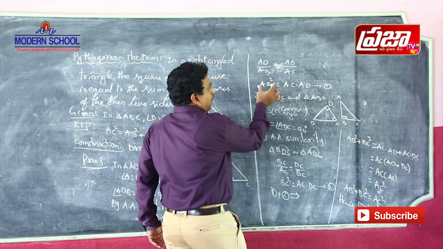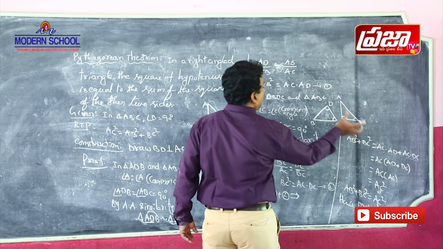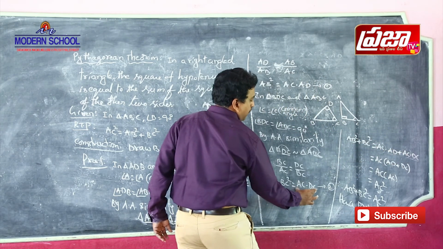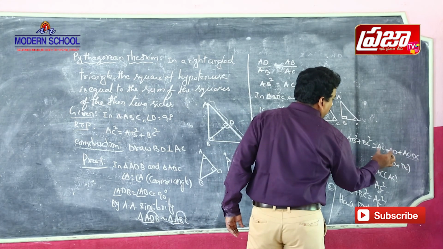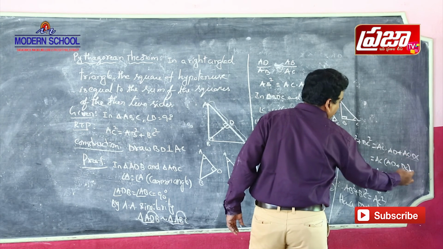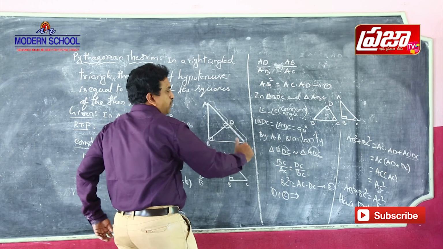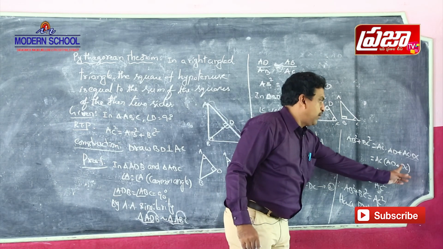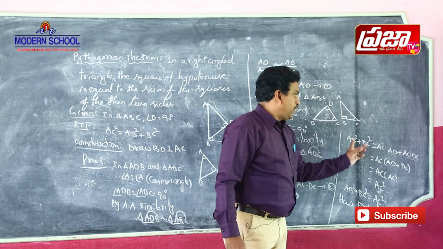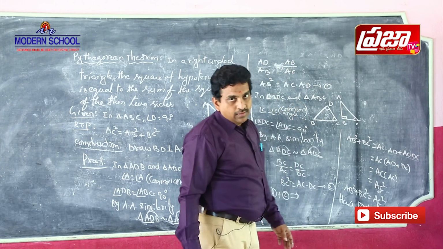Look once again. AB square on the left hand side, BC square here, AB square plus BC square. Right hand side AC into AD plus AC into DC. In both, AC is common, so take AC as common: AD plus DC. From this figure, AD length plus DC length gives AC length. So put AC instead of AD plus DC: AC into AC, AC square. Therefore AB square plus BC square equal to AC square. Hence the theorem is proved.